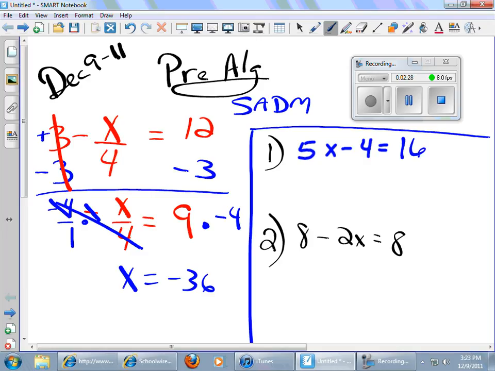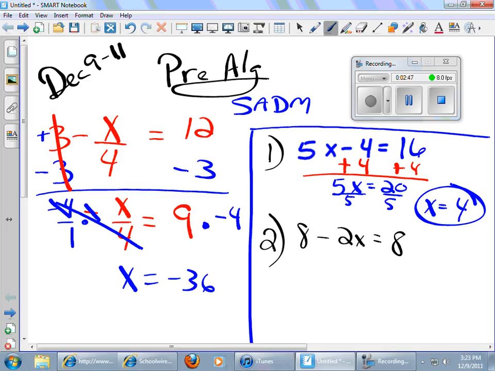If you're back, I'm only assuming that you're done with the problems and you want to see my work. My first step will be to add 4 to each side. So I'll get 5x equal to 20. I'll divide by 5 on each side, and I'll end up with an answer of x equal to 4.